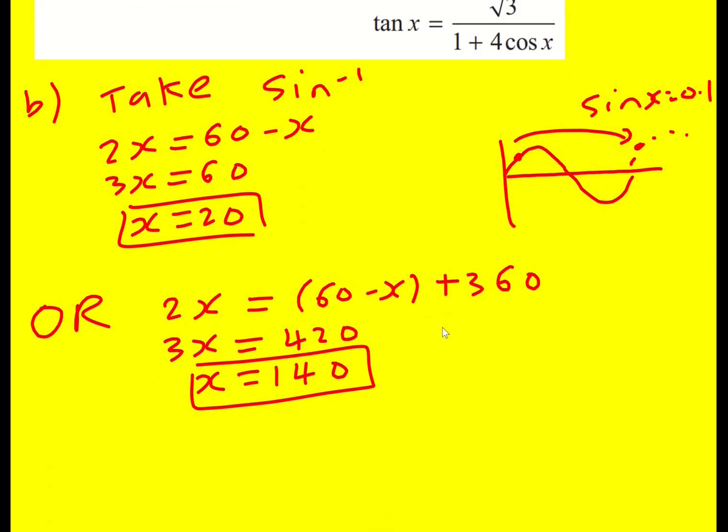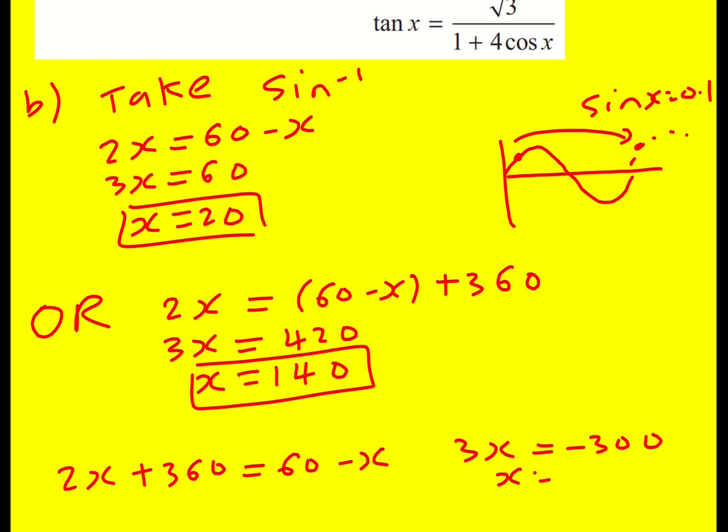Now, why not add 360 to both sides? Because then we'd just get the same solution as before. That wouldn't help. Why not add 360 just to the left-hand side? Well, actually, we'd get a negative solution there. It wouldn't be in the range. 2x plus 360 is equal to 60 minus x. I mean, this would be a solution. We would get 3x is equal to minus 300, so x is equal to minus 100. We'd have to reject that one.